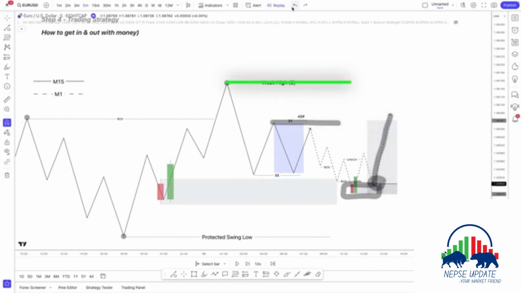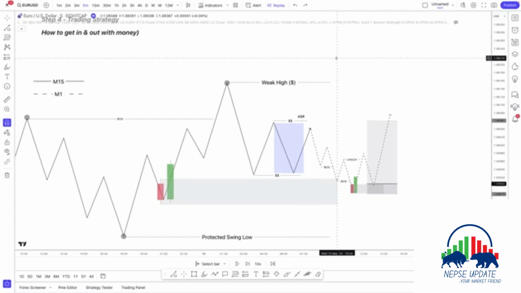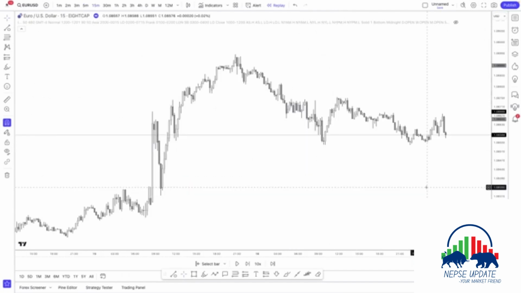So let's go ahead and put all of that together into the actual charts. Let's go. Okay, here we are on the 15-minute time frame, EUR/USD. You can see it's Friday, the 24th of May.